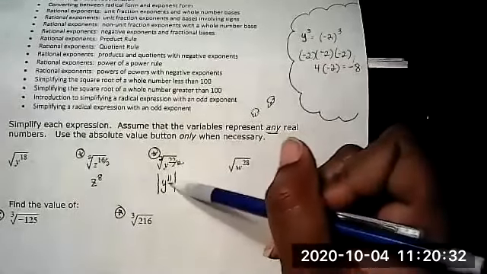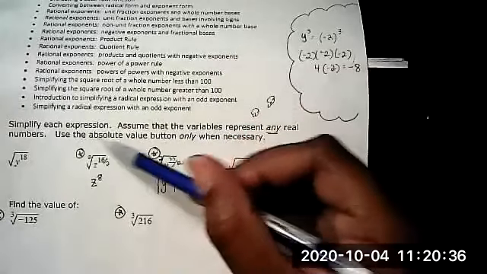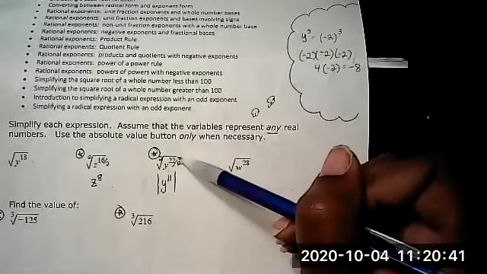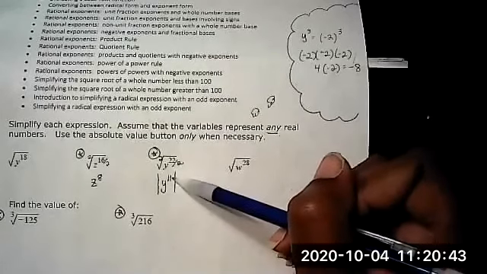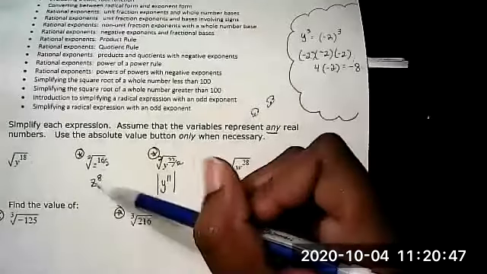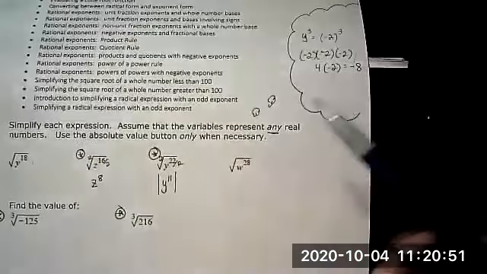So again, if your answer comes out like this, and it has something to do with this absolute value button only when necessary, this is when you're going to use it. When you divide by 2 here and you get that exponent being odd, you want to put the absolute values on the outside. Again, here when the exponent is positive, you don't have to.